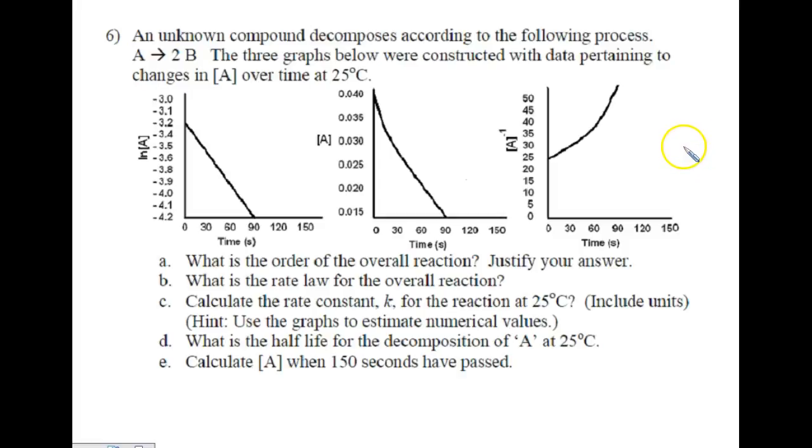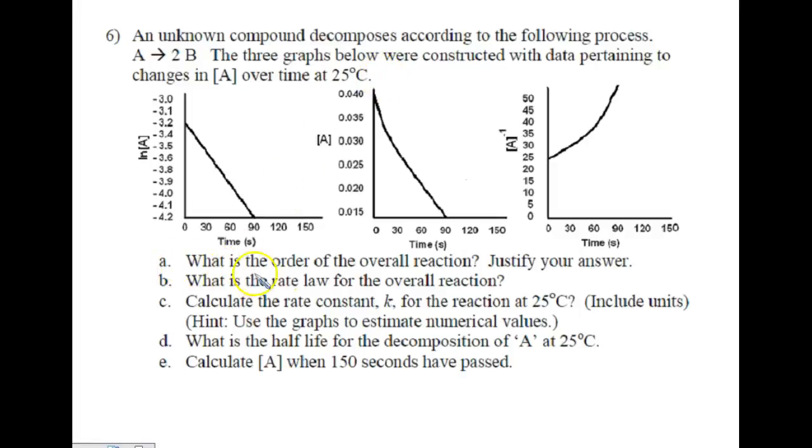Today we are looking at a kinetics problem. In this one they have given you three graphs and you're supposed to use those graphs to give yourself some information. So in this problem they have given us the balanced chemical equation, told us that this is 25 degrees Celsius, not really a big deal.